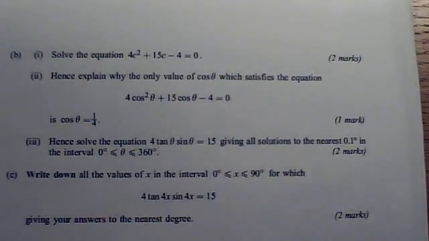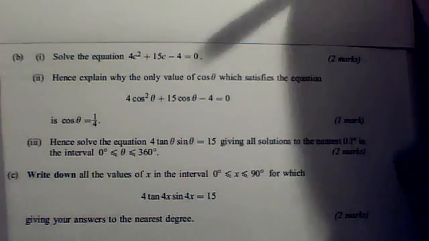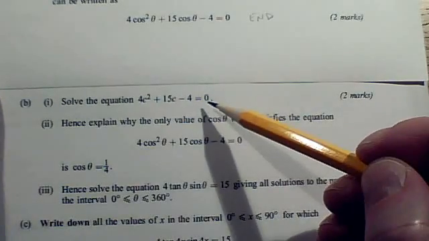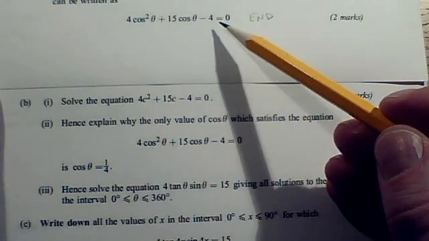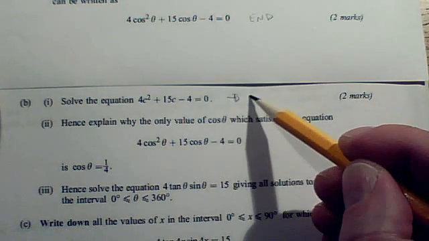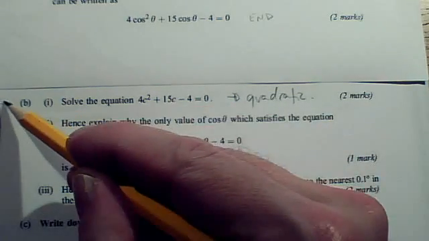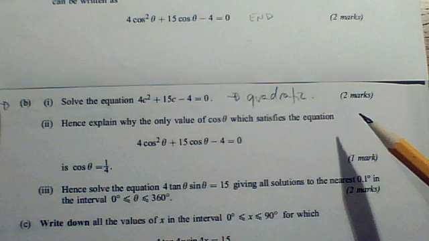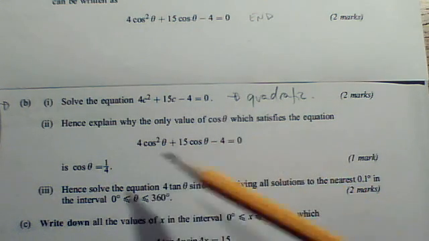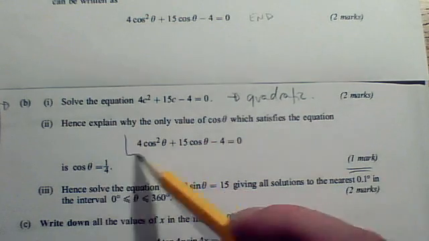Okay, we've now got to solve this quadratic equation. You should hopefully be able to see a family resemblance between the quadratic we're now solving and the endpoint of the last question. But this is just 2 marks for solving a quadratic. Just get in there and do that. You don't need to see the relationship with the rest of the question for those 2 marks. Hence you've got to explain why the only value of cos theta satisfying that is cos theta equals a quarter for 1 mark. Now where does this come from?